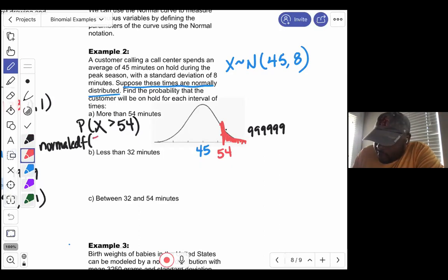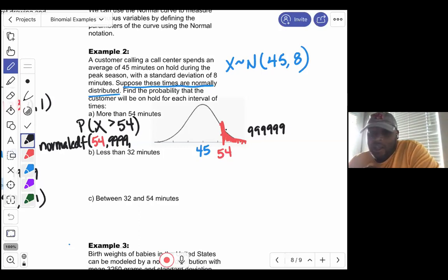My lower bound is 54. My upper bound, 999. You need at least 3 nines because you have 2 for your mean. So 3 nines, and you can do more. But now here's how this is different. We are no longer on the standard normal curve. We are on a normal curve with a different mean and a different standard deviation.